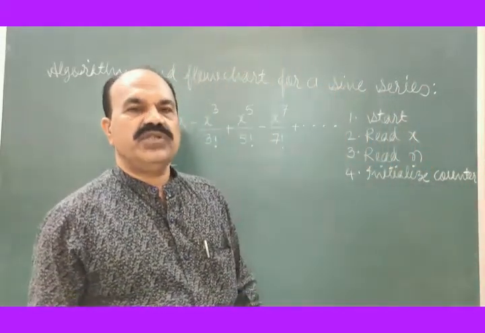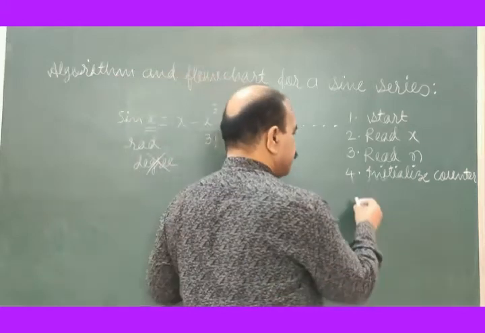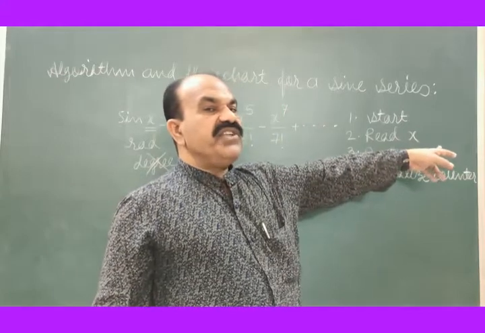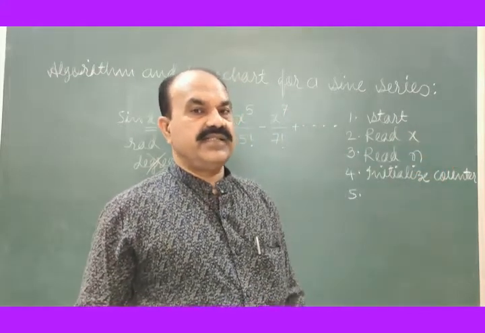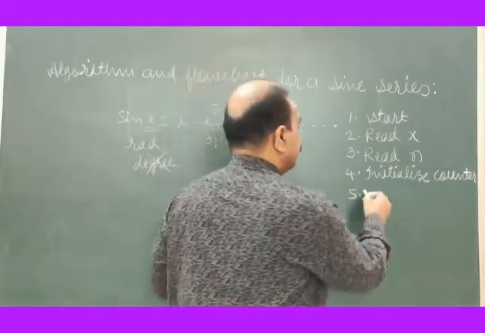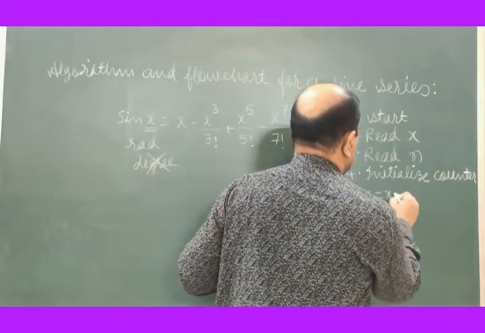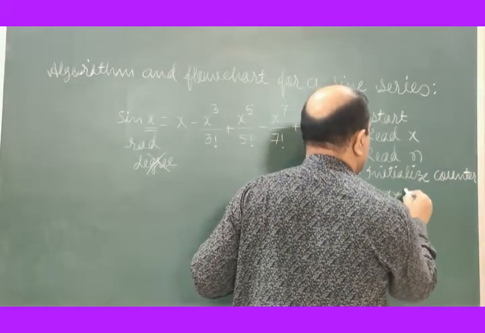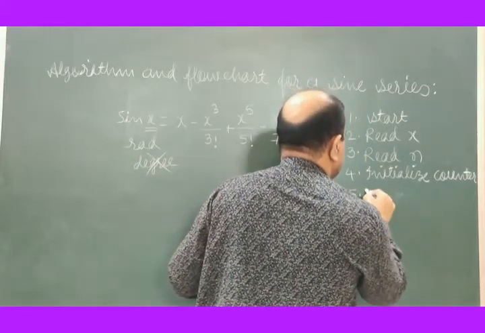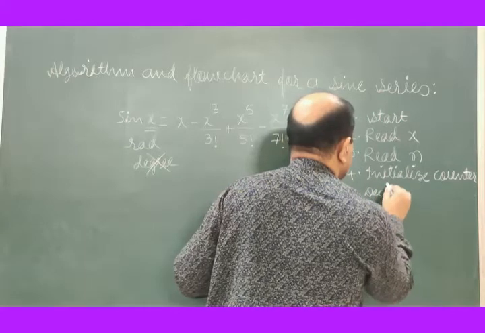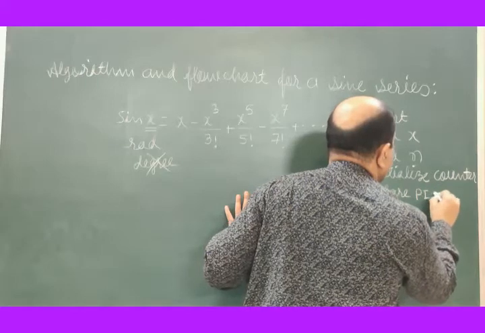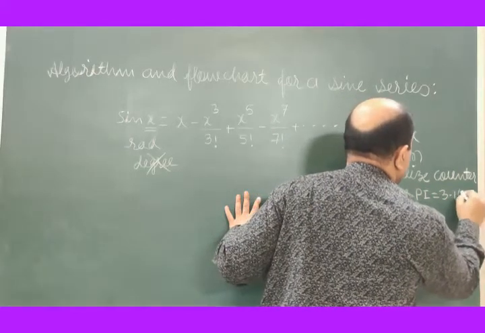Initialize the counter. Okay, then the argument you provided here is in degrees. You have to convert that in radian, and that will be x is equal to x into. Before that, let me declare pi is equal to 3.142.